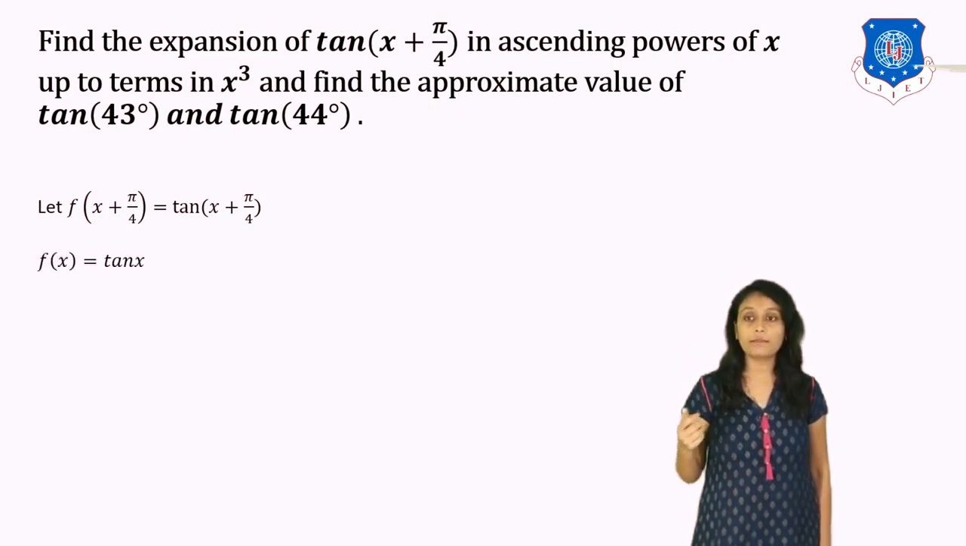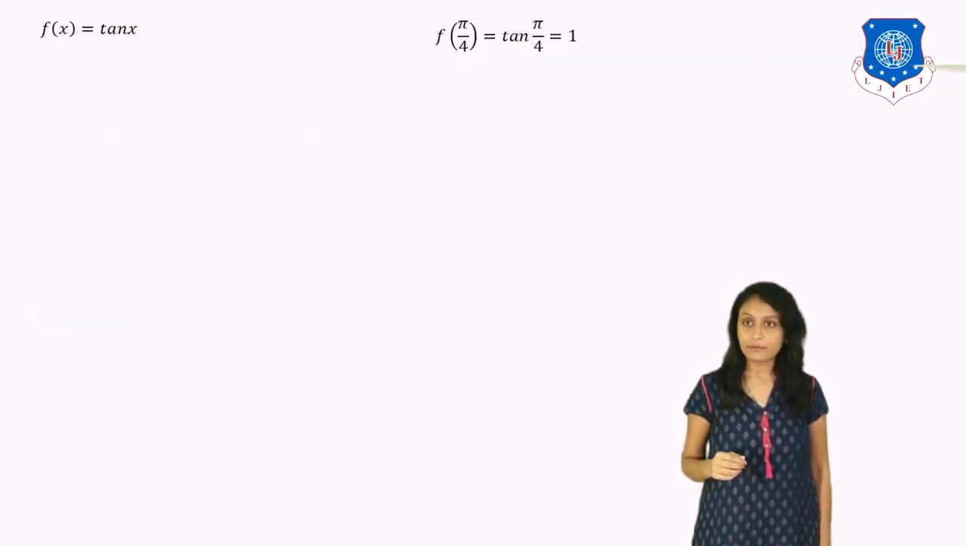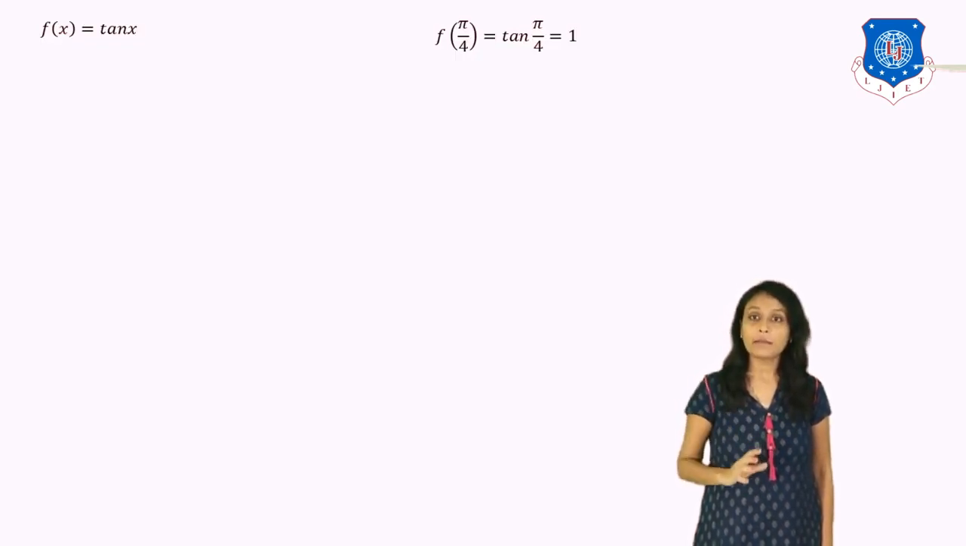So from this, on comparing, you will get f of x equal to what? tan x. And h is what? Pi by 4. Okay, now what we have to do? We have to find derivatives and we have to find the value at the particular point pi by 4. Okay, so function f x is equal to tan x. So f of pi by 4, that is tan pi by 4, which is 1.